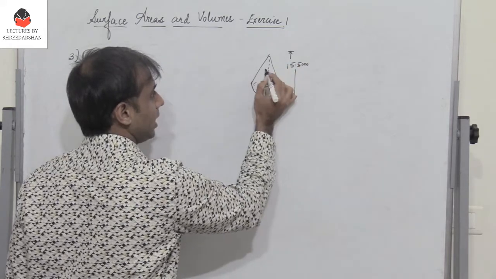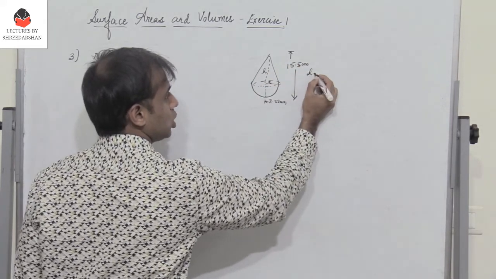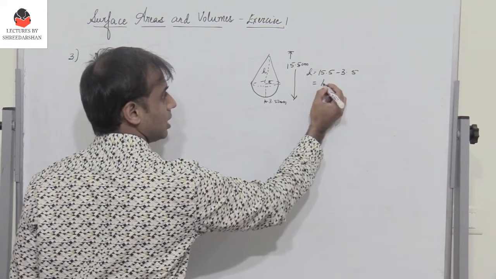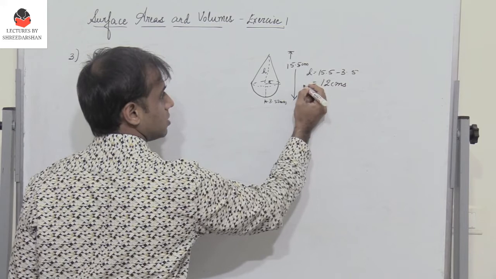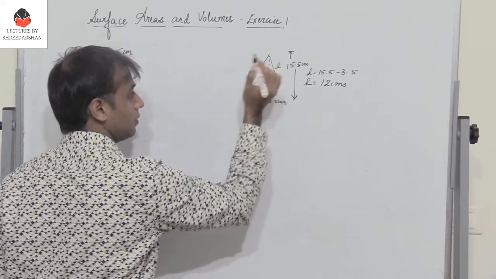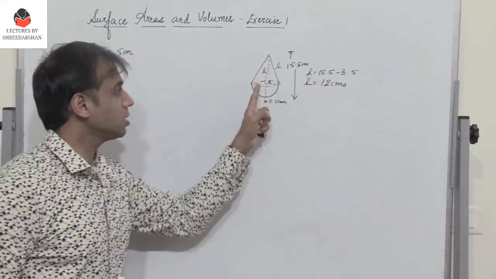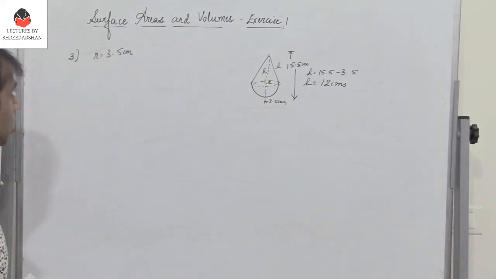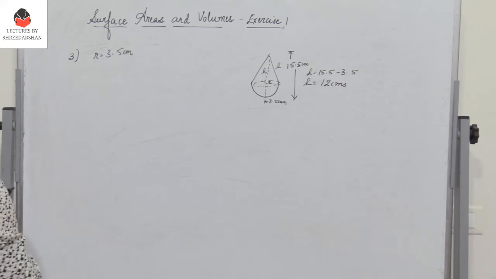Now what about this height if I call this as h? So h is 15.5 minus 3.5. So I'll get it as 12 centimeters. So that is h. And I need to find the value of L. So this forms a right angle triangle. So L square equals h square plus r square. So let us use the Pythagoras theorem.